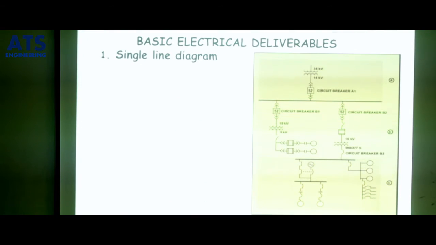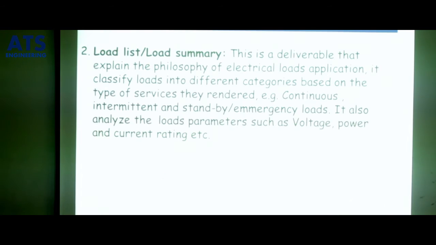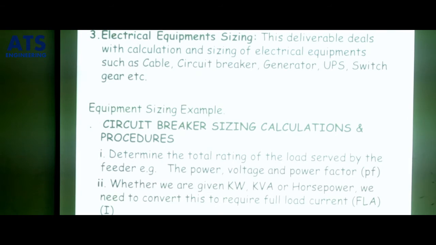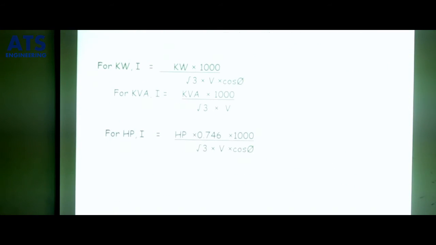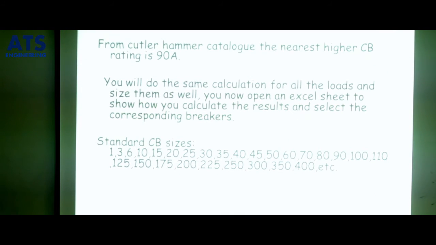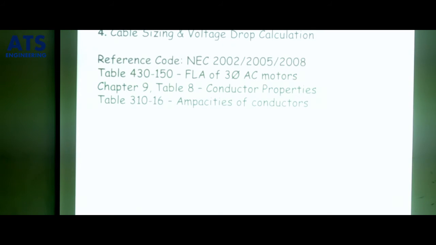And what I'm showing you is just a basic electrical deliverable. We have single line diagram, we have load list, this is a typical load list, we have electrical equipment sizing, like breakers, like UPS, like cables, like transformer, like generator. All are going to be covered in the course of our training. These are basic calculation formula for sizing. We are going to treat those things too. We are going to do practical, we are going to do calculation, and we are going to do a real practical of what we are learning in the class.